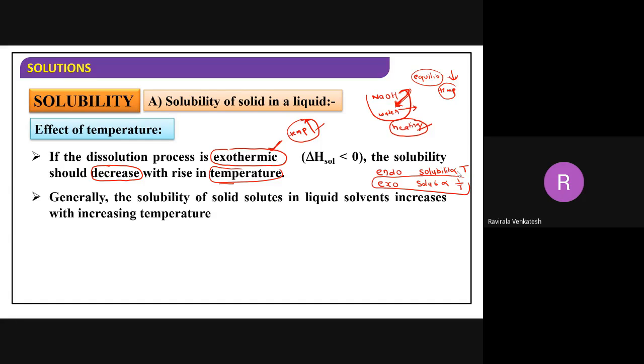Ammonium chloride dissolving in water is an endothermic process, so for that one, solubility is directly proportional to temperature. Sodium hydroxide dissolving in water is an exothermic process, so its solubility is inversely proportional to temperature.